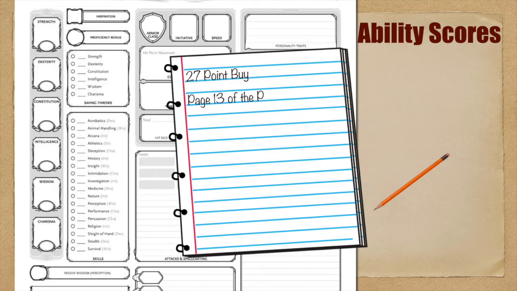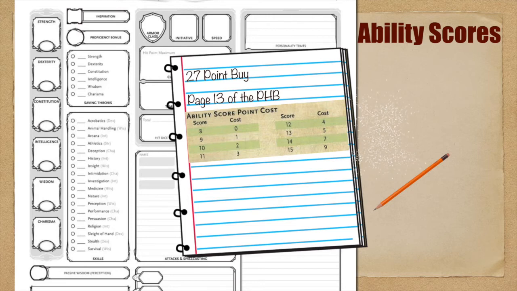Sounds a little confusing. On page 13 of the player's handbook, you will see a little table that looks like this. And this is basically saying that if you want to give your ability a score of 8, it won't cost any points. But if you want to give your ability a score of 15, it will cost 9 of your 27 points. So some examples it gives in the book are to go for 15, 15, 15, 8, 8, 8.